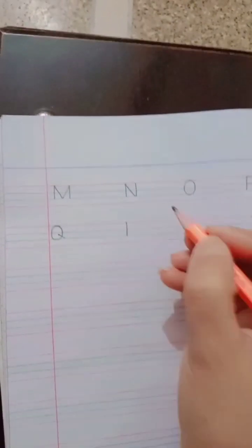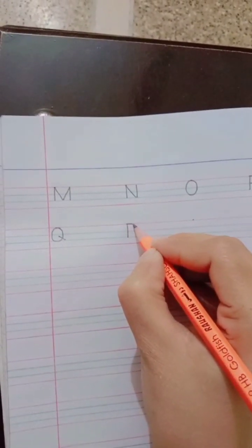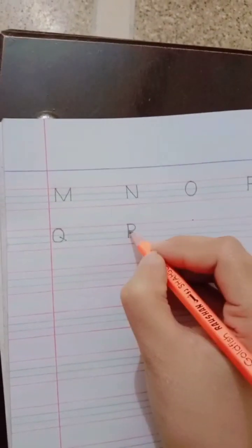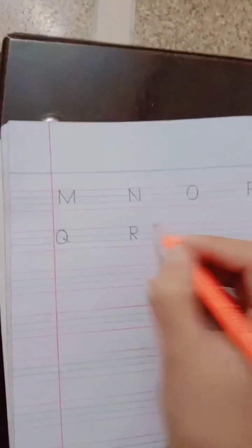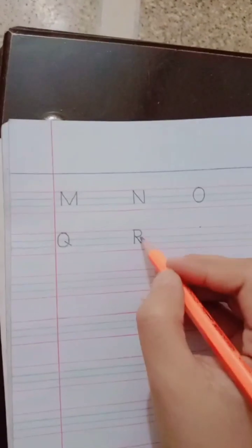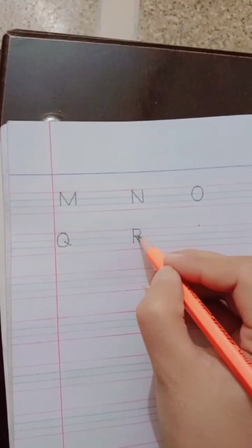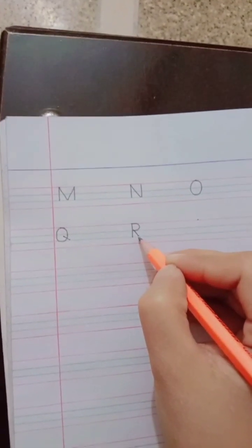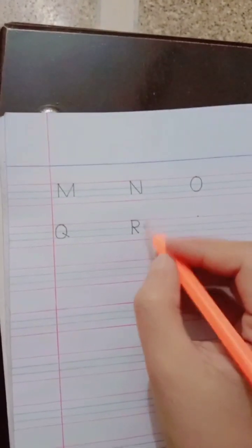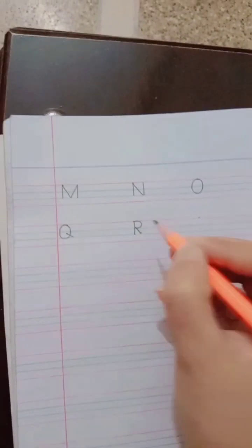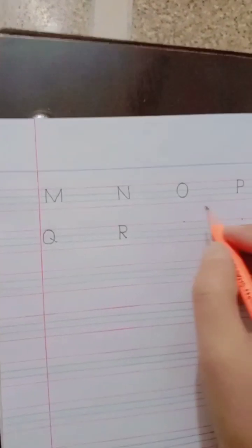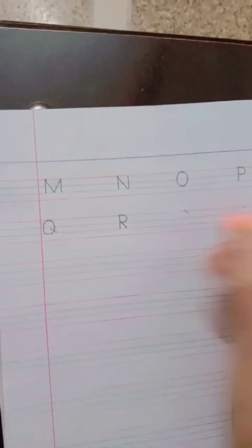R. Vertical line, curve line, and then diagonal line. This letter uses three strokes: vertical line, curve stroke, diagonal line. R. The next is S. Start from this.